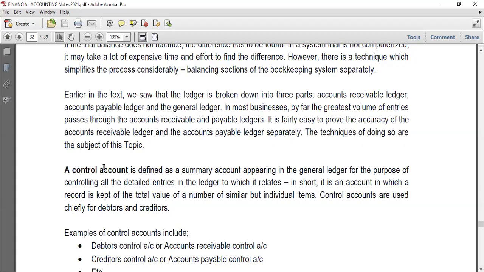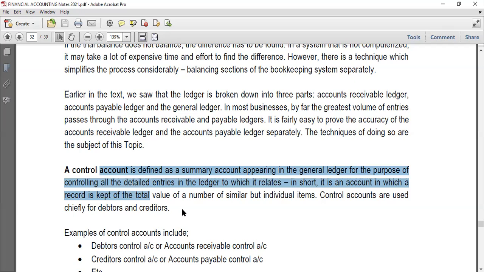From the definition perspective, what is a control account? They're telling us that a control account is a summary account appearing in the general ledger for the purpose of controlling all the detailed accounts in the ledger to which it relates, okay?